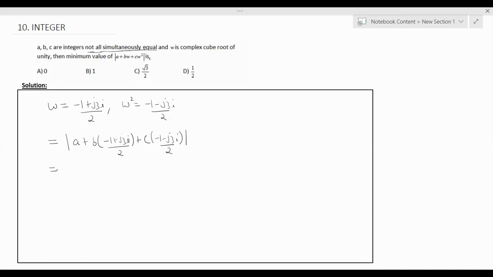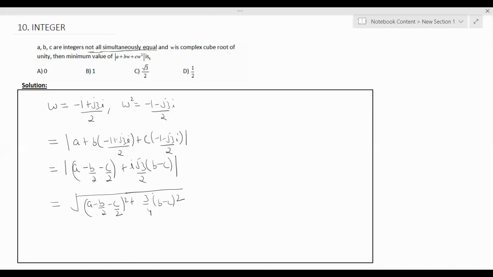Okay, so what we are going to do, we are going to rearrange in the real and imaginary form. So you will have a minus b by 2 minus c by 2. So this is your real part, and then plus i times of, and see root 3 also you can take common. You will have b minus c whole divided by 2. So you can write the modulus. That will be under root of what you will have, a minus b by 2 minus c by 2 whole square plus this will become what, 3 by 4 b minus c whole square.